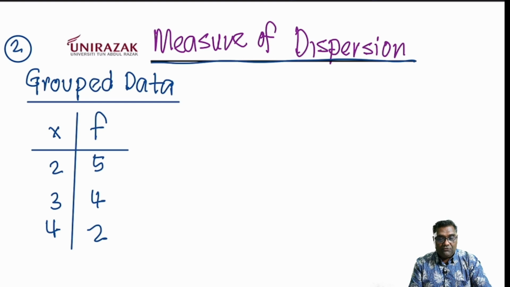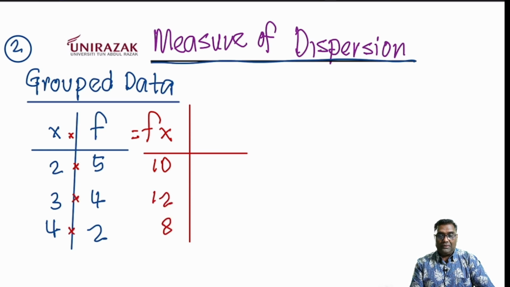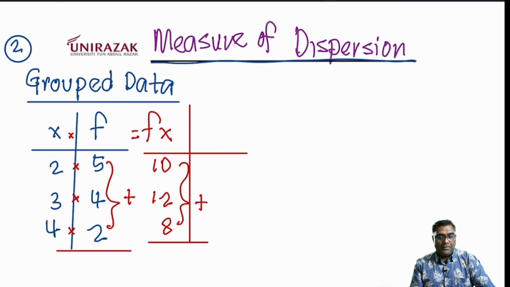So let us fill up this. In order to do that, I need to do the first step. I need to get what is called fx. What is fx? F times x is fx. Meaning 2 times 5, 10. 3 times 4, 12. 4 times 2, 8. So this is the first thing I need to do. Now once I have done that, comes the process to total all of this. So I total them up.